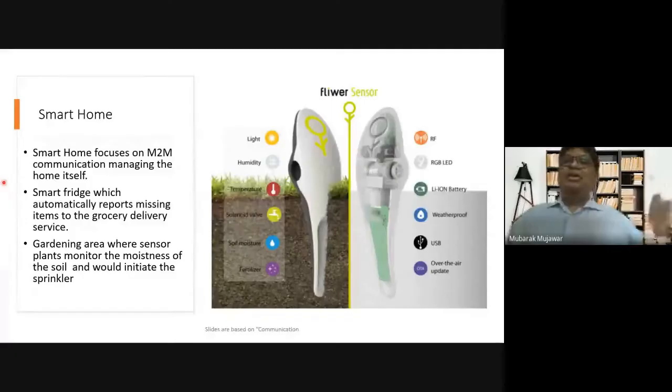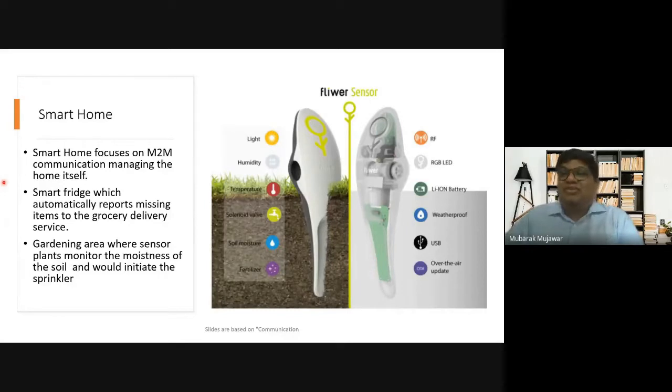But the good thing about smart homes is that most of the devices which we use in a smart home don't change their space. For example, you don't change the location of your refrigerator or your television that often. So in smart home technologies, most of the devices are stationary. And smart home devices focus on M2M communication for managing the home itself.